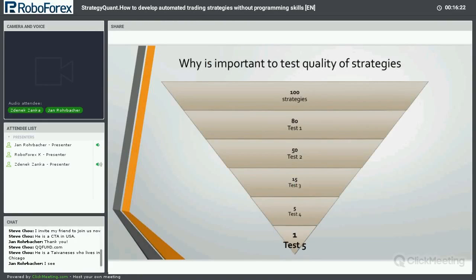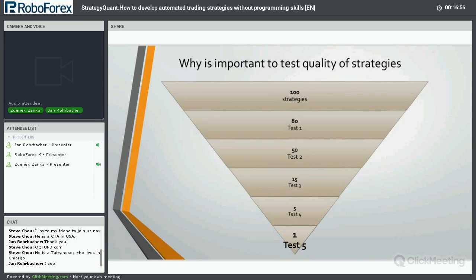So now let's look at the quality of strategies. Why is it important to test the quality of strategies? Testing of quality is like a funnel. Just imagine in the beginning you have 100 different strategies, and the strategies had a nice equity in the past, nice results in the history, but it doesn't mean that the strategy will be profitable also in the future. And this we can determine by the quality test, by the robustness testing.